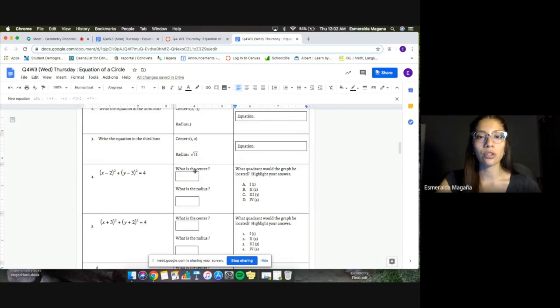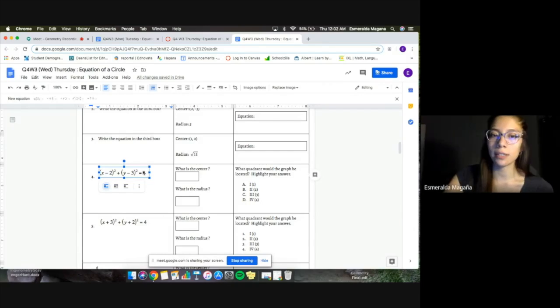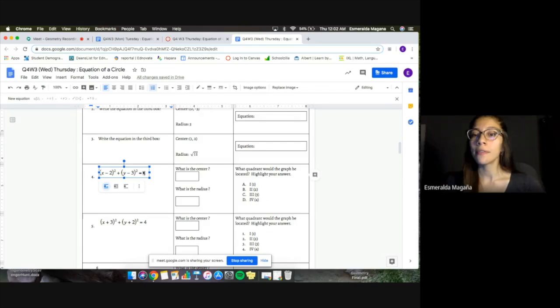What is the center? So you should be able to figure out the center. Remember, our center is (h, k), and switch the signs. And then what is the radius? Remember, that's my rightmost number right over here, but square rooting it. And then this question right here, what quadrant would the graph be located?